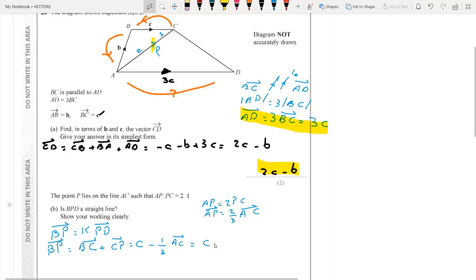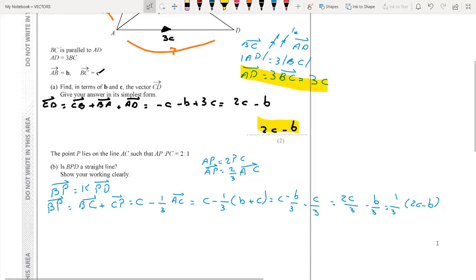Now, if I simplify more, C minus 1/3, what is AC vector? AC vector, if you look on the diagram, if I go from A to C, I will go AB vector first and then BC. So AB vector is B and BC vector is C. C minus B/3 minus C/3. This is equal to 2C/3 minus B/3, which is 1/3 of 2C minus B. This is BP vector.